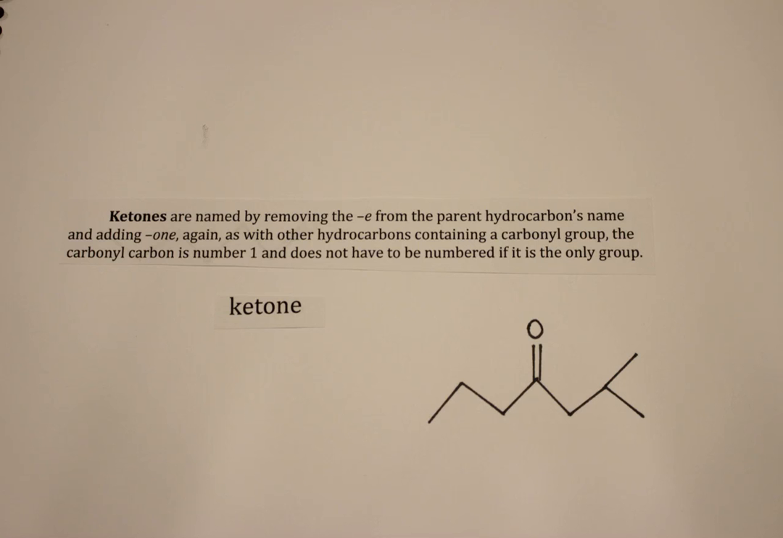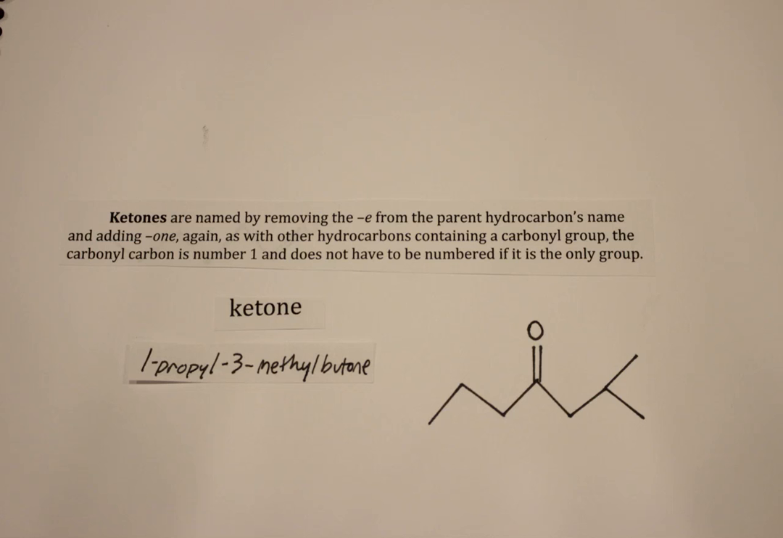Again, we start with the carbonyl carbon. So if we number from this side, we have 1, 2, 3, 4 carbons starting at the carbonyl, or here we have 1, 2, 3, 4 carbons starting at the carbonyl. As always in a tie, we're going to number in such a way that we have the greatest number of substituents. So numbering in this direction, that makes this a 3-carbon group coming off the carbonyl. So we have 1 propyl, 3 methyl butanone.